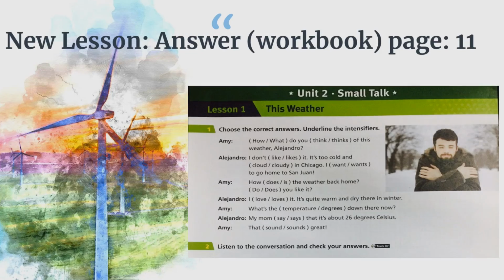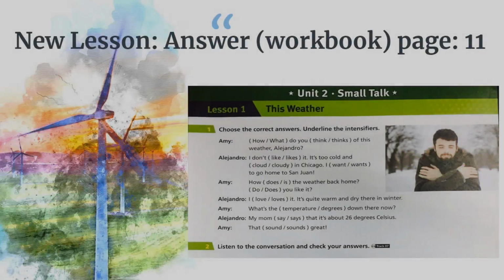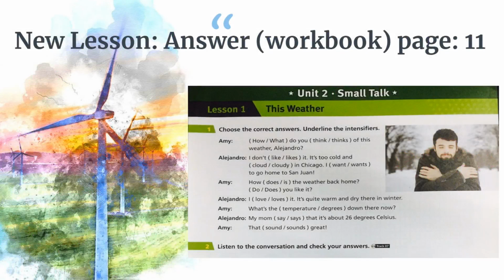Alright, everyone, let's start. Track 7. What do you think of this weather, Alejandro? I don't like it. It's too cold and cloudy in Chicago. I want to go home to San Juan. How is the weather back home? Do you like it? I love it. It's quite warm and dry there in winter. What's the temperature down there now? My mom says that it's about 26 degrees Celsius. That sounds great.